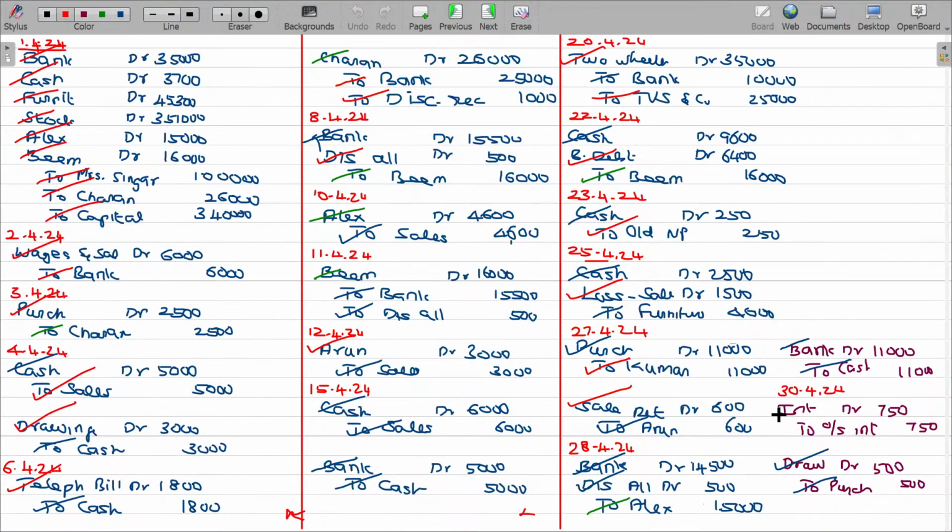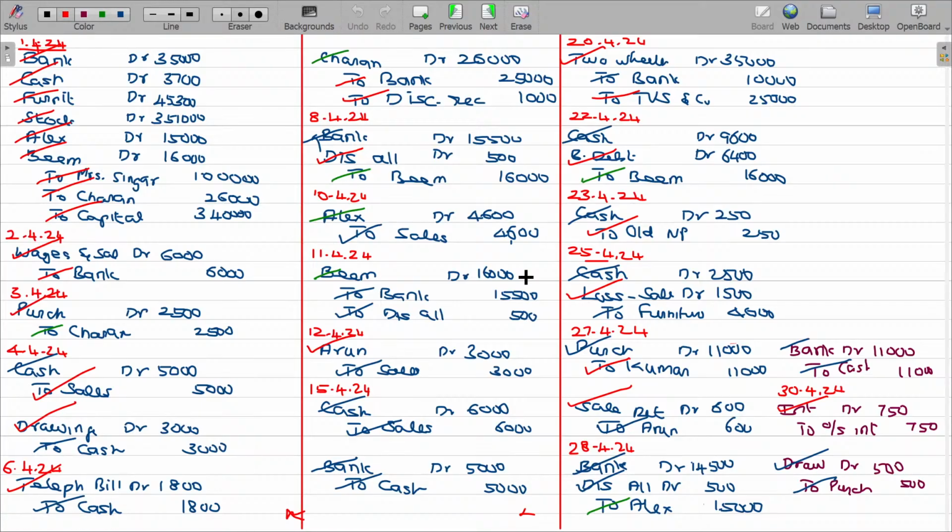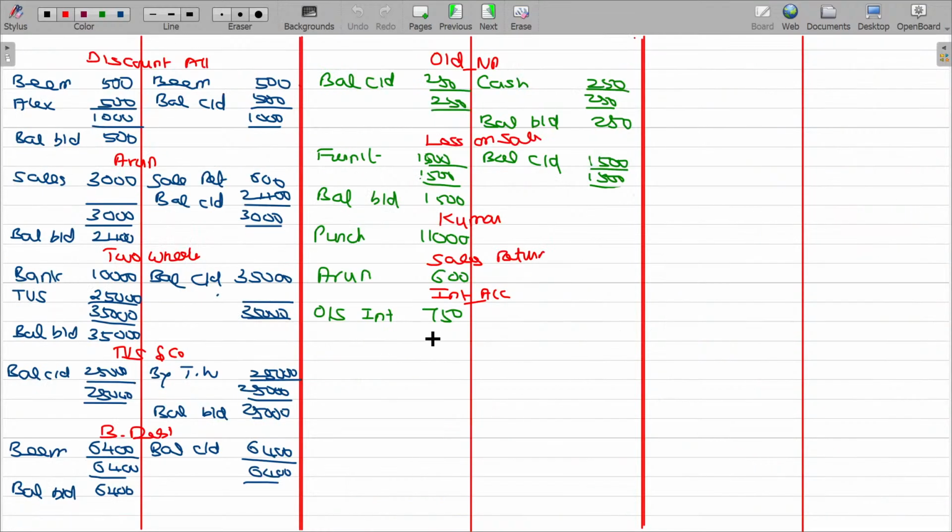Then what more? Interest account, to outstanding interest 750, and outstanding interest there by interest 750. We have posted everything. Is that clear?